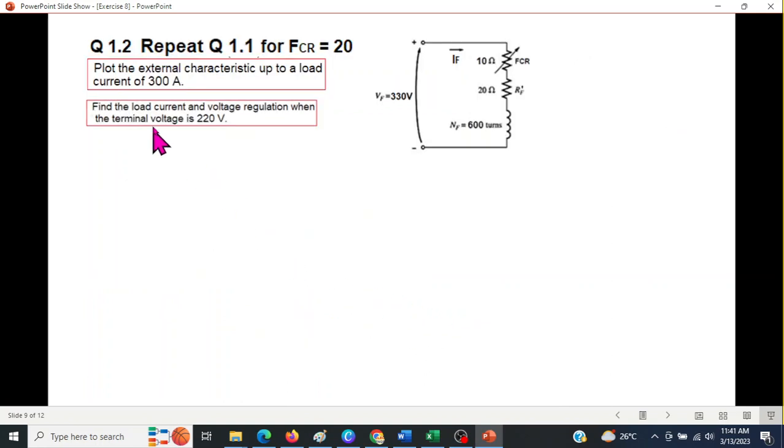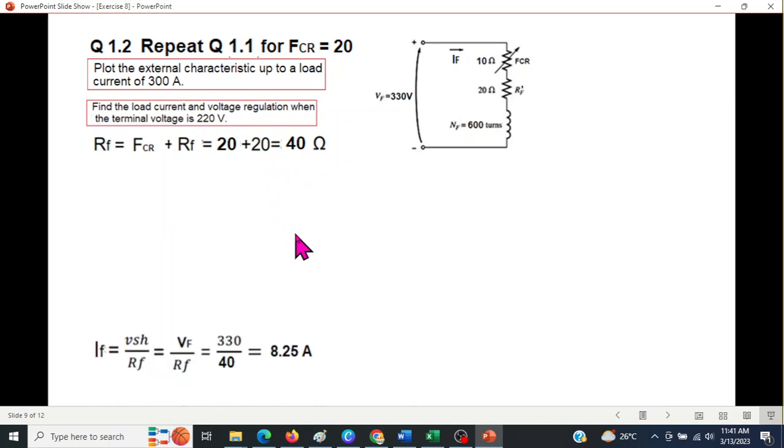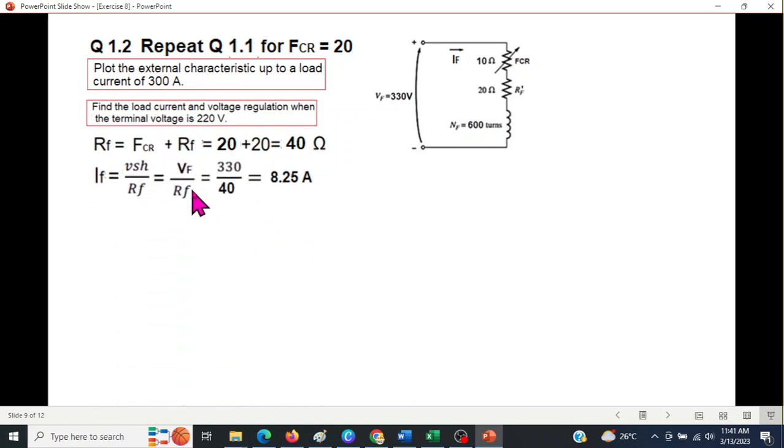Okay. Now, question number 1.2, repeat question number 1.1 for FCR 20. Earlier we had taken FCR as 10. Now he's saying that if we increase the control resistor to 20, what will be the effect? Same thing, we have to plot and we have to find the load current and voltage regulation. We exactly follow the same technique. RF total with FCR 20 is now 40. IF putting in the formula is now 8.25.